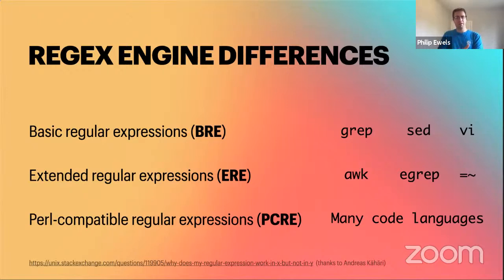Most of the stuff I've talked about is available in all of them. There's a few of the more advanced things which may only be available in some, so just bear that in mind. This is one of the reasons for using egrep instead of grep. You can also use grep -E on the command line.